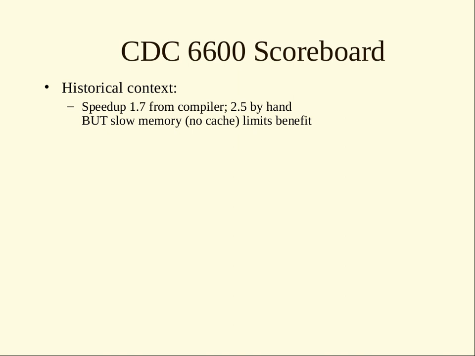Historical context. Yes, Matt? Looks interesting. They got a speedup of 1.7 from a compiler, 2.5 by hand. They didn't have caches back then. They could have had one, but there was no need at that point.